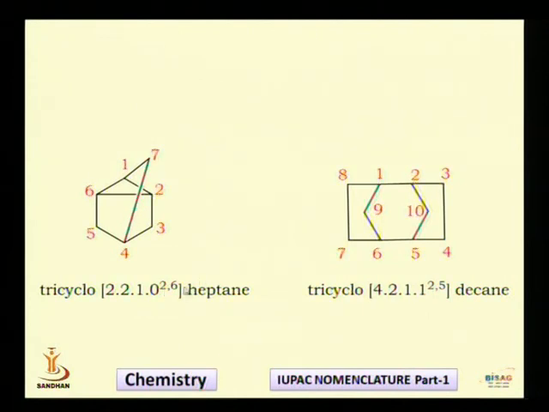Now I have to write the third component. Third component is the name of the hydrocarbon. So for that you count the total number of carbon atoms, and total number of carbon atoms in the molecule are 7, and that table will show you that for 7 the name is heptane. So I will be writing heptane. So in this way the full name of the compound is tricyclo[2.2.1.0^2,6]heptane. Similarly, let us understand this also.